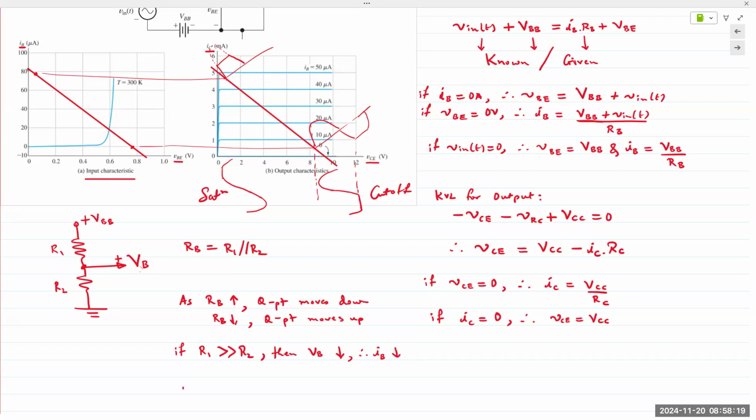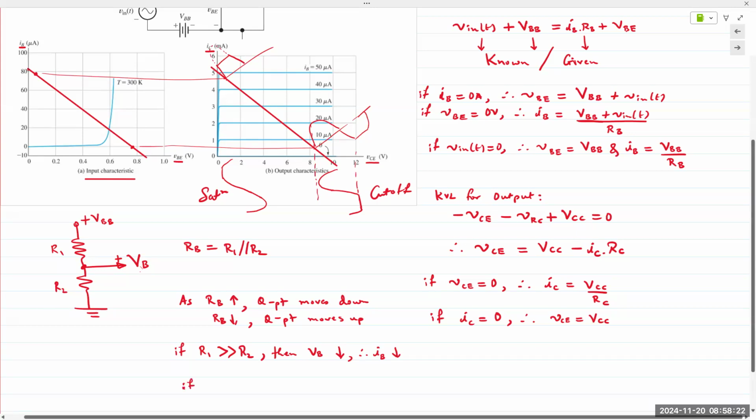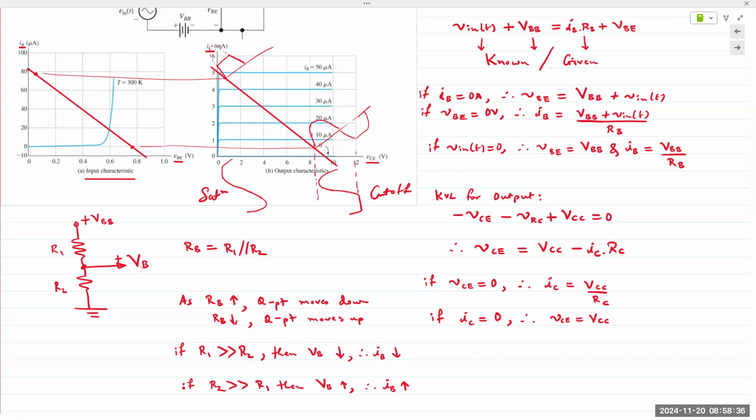And if R1 is far less, or R2 is far more than R1, then VB increases, and therefore IB increases. Now you're shifting up the load line. So your Q point changes. That's why biasing is very important.